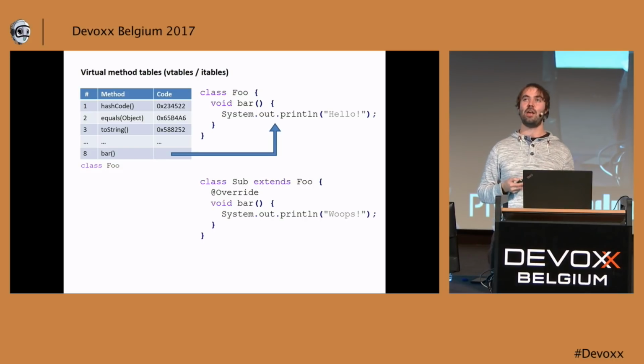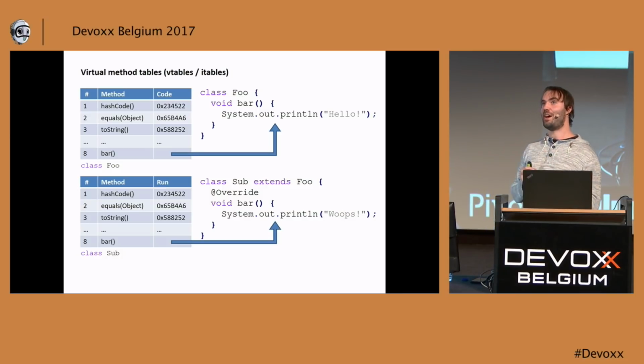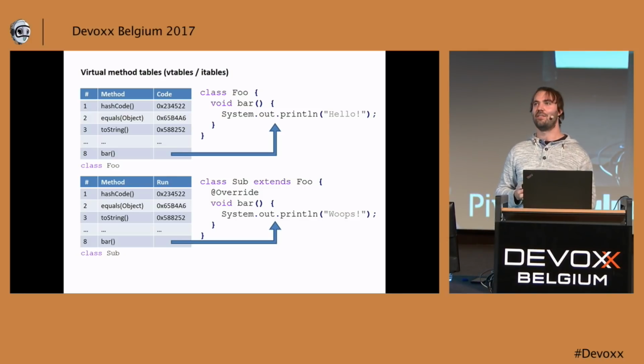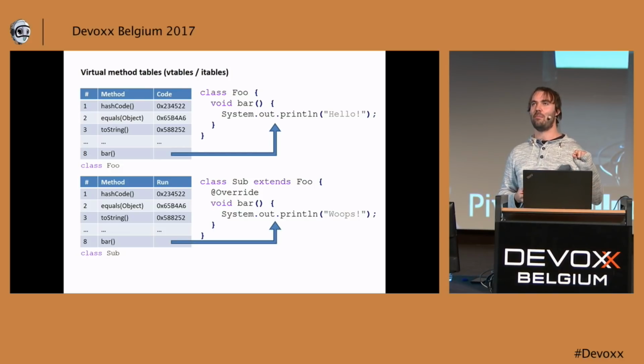But as we mentioned, there might be a subclass of foo which overrides this method. And then this subclass sub has its own virtual method table where index 8 for method bar points at a different address, right? So any class in your JVM will get such a table where method signatures point to addresses. And there's a nice implication of single inheritance that Java has. The nice implication is that you know that any class can basically inherit its superclass's method table. So index 8 will always point to the same method.